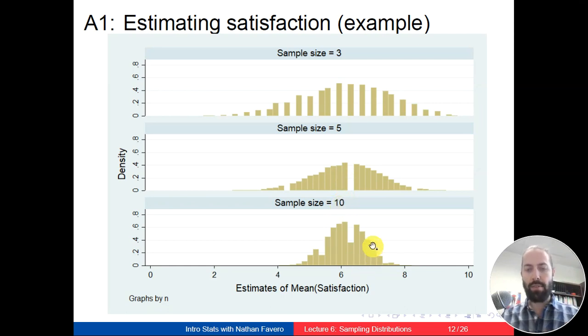And in this case, we get even more precise, right? Now our estimates are typically between 5 and 7, which is pretty close to the truth of 6.15. So until we get to a sample size of 10, we're really not that precise. But once we get here, we're usually able to tell what the truth is within a point or two.